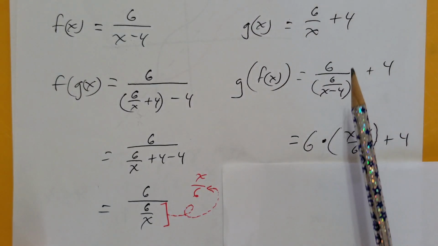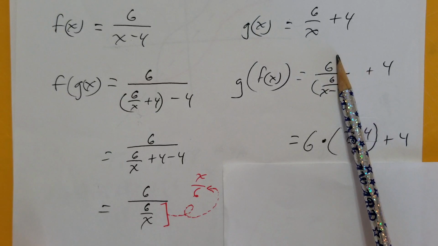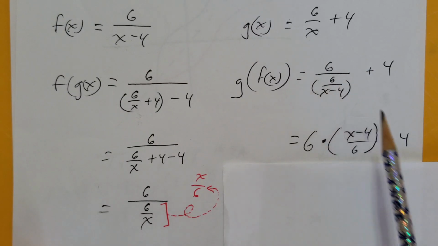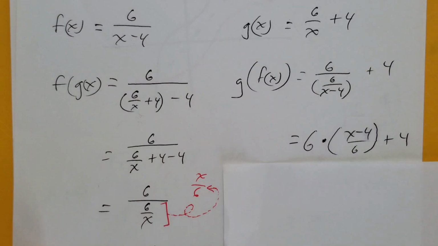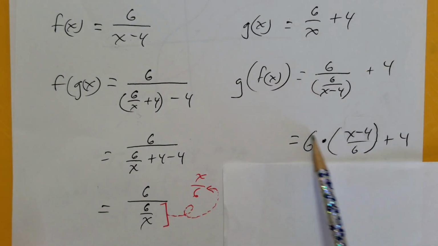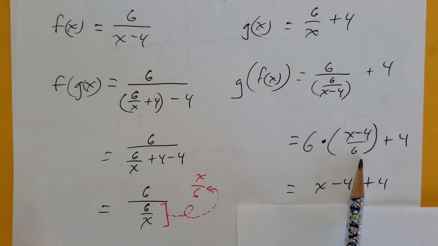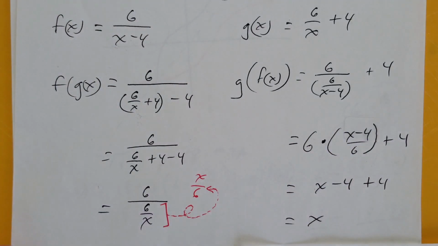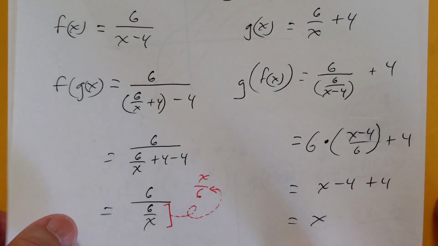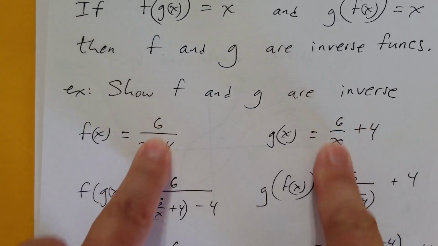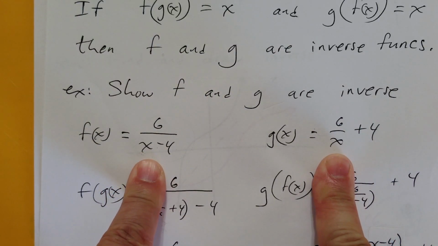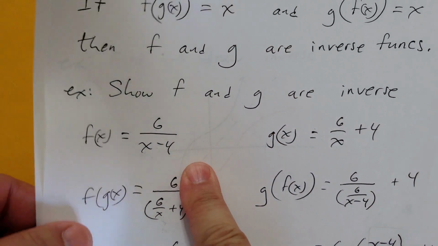How do you divide by a fraction? It goes to the top and you flip it over. 6 over x minus 4 is x minus 4 over 6, and we multiply. Notice the 6's cancel here. So we're left with x minus 4 plus 4. And the 4's cancel, minus 4 plus 4, and you're left with x. I did it. I showed that f and g, these two functions, are inverses of each other. How? By putting one into the other and getting x after simplifying.